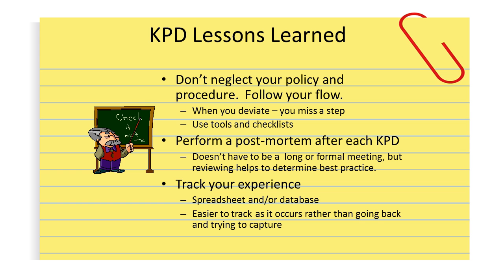So, lessons learned: start a policy, create it, perfect it, but don't neglect it. Follow your flow. When you deviate, sometimes you miss a step. Create tools and checklists to guide you through the process. Perform a postmortem after each KPD. It doesn't have to be a long or formal meeting, but reviewing really helps to determine what the best practices are. And track your experiences. Use a spreadsheet or a database. It's easier to track ongoing rather than to go back and try to capture.